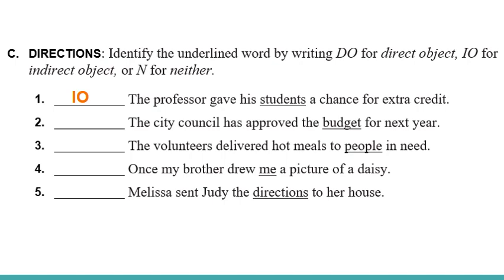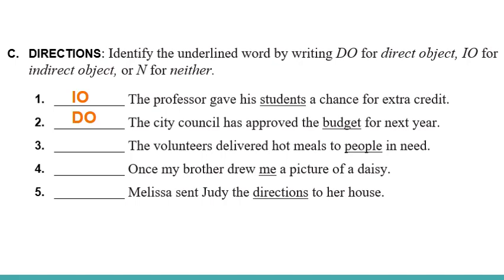Number 2. The City Council has approved the budget for next year. Council is my subject. Approved is my verb. What did they approve? They approved the budget. Budget, therefore, is the direct object.